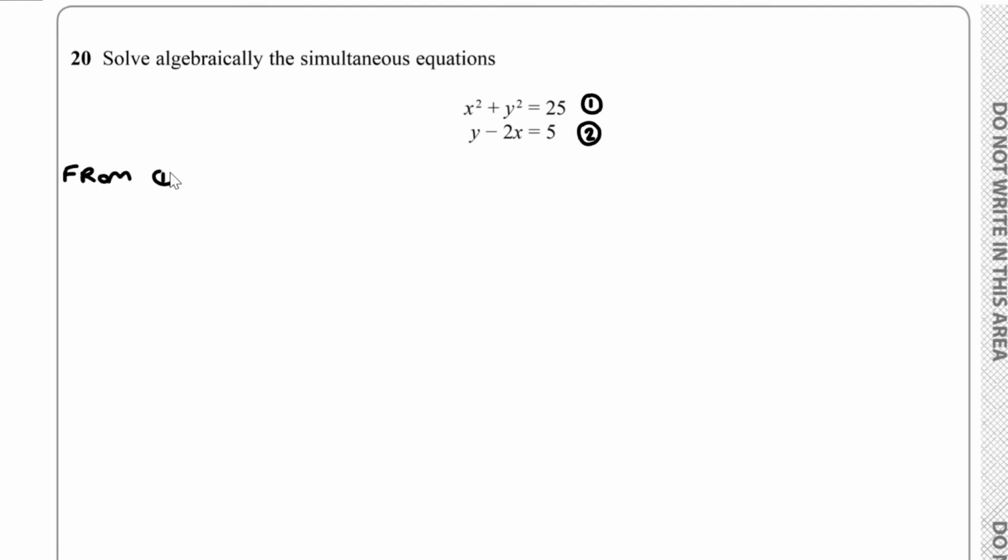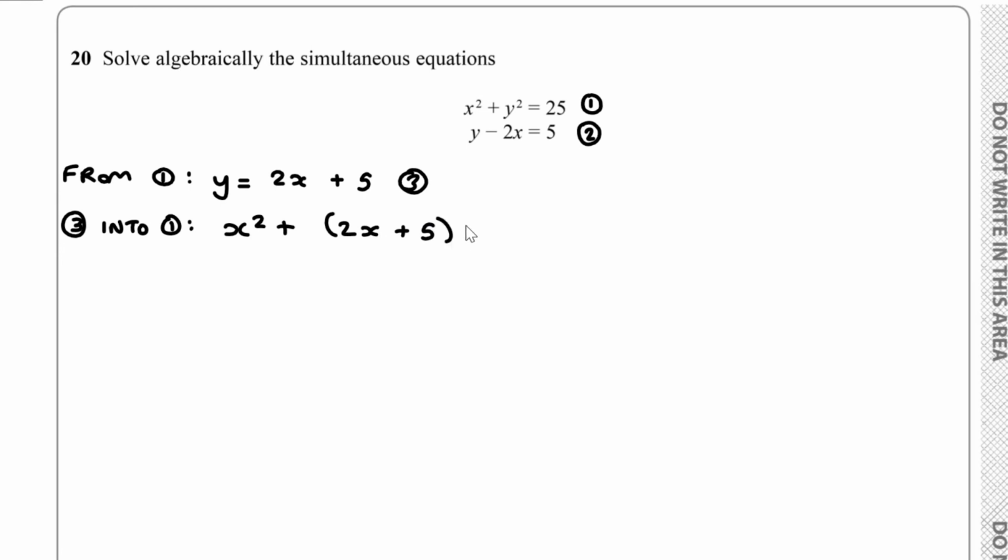So from equation 1, you can see that y is equal to 2x plus 5. We'll call this equation 3. And now we will substitute equation 3 into equation 1. If we do that, we've got x squared plus y squared, which is now 2x plus 5, all squared. This is equal to 25.